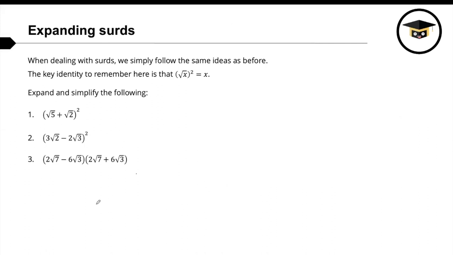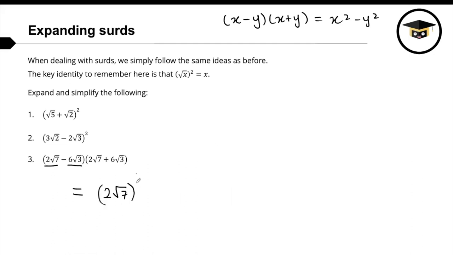So for question 3, hopefully you can see this is a difference of squares question. We have an x minus y times an x plus y, and that should just equal x squared minus y squared. In this case, you can see that x is 2 root 7, and the y is going to be 6 root 3. So really, we can go straight to the formula and say it's going to be equal to 2 root 7 all squared minus 6 root 3 all squared.